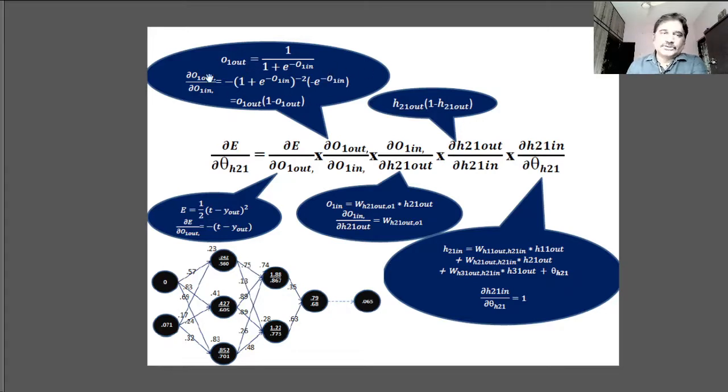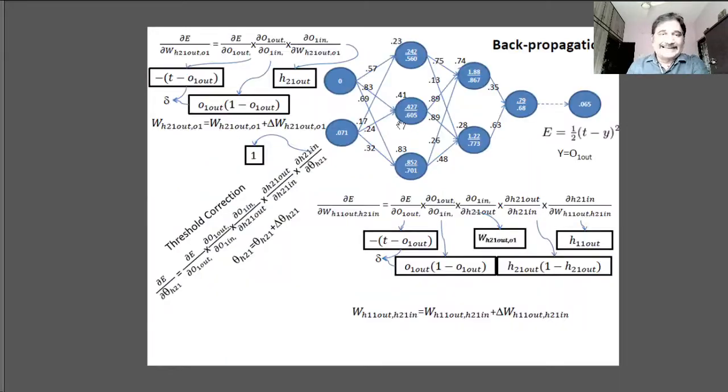By putting this in the format of O1 out, the differentiation of O1 out with respect to O1 in is dependent on this sigmoidal function, and for this sigmoidal function it comes out to be O1 out into 1 minus O1 out. Right, it's simple for this sigmoidal function, but as soon as the sigmoidal function changes, this differentiation of O1 out with respect to O1 in will be different. It won't be O1 out into 1 minus O1 out. Right. So now that you have understood this, let us come to the differentiation of O1 in.